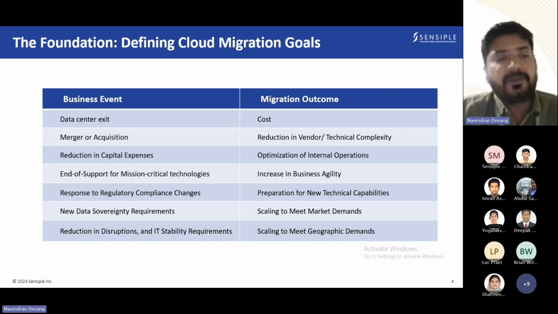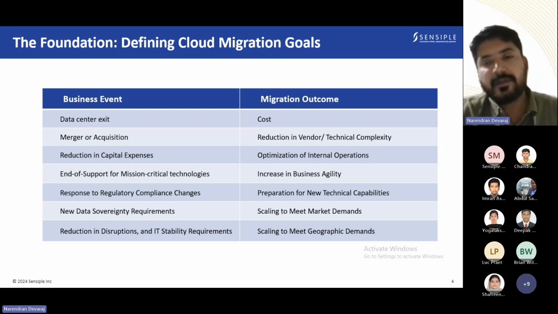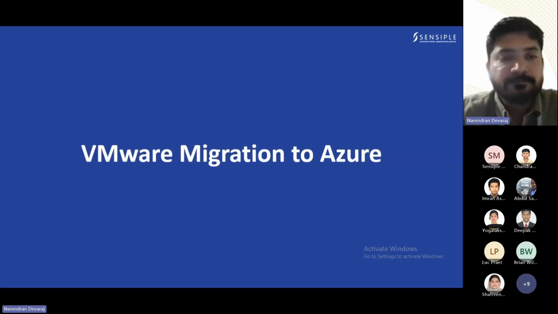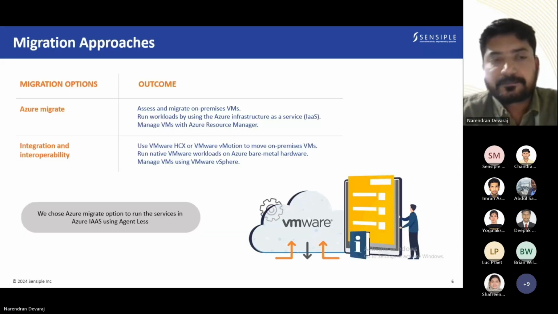If stability and minimizing disruptions are the key goals, migrating to cloud allows scaling and meeting global and local demands. You can scale up as and when required, or you can reduce it as and when business is normal. So now let's get into VMware migration to Azure.